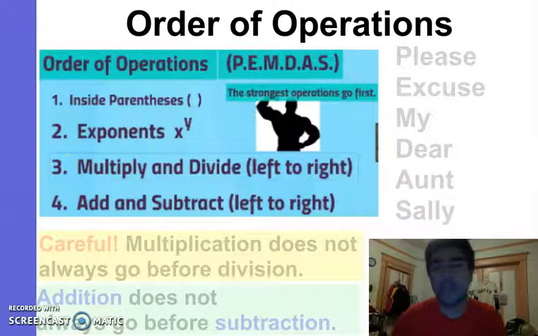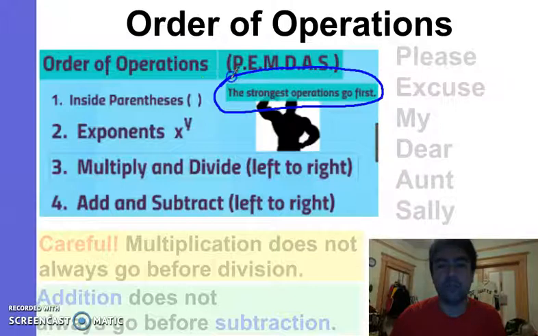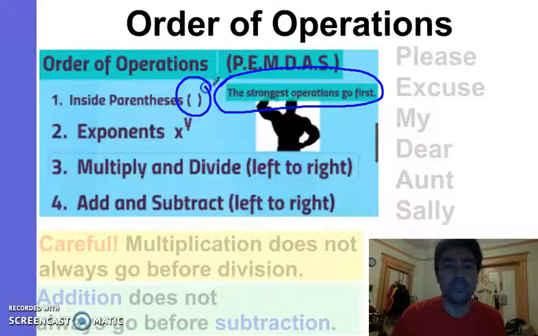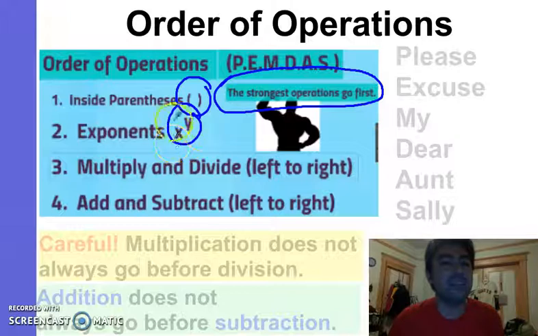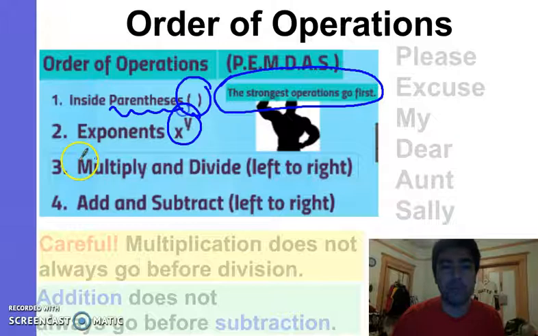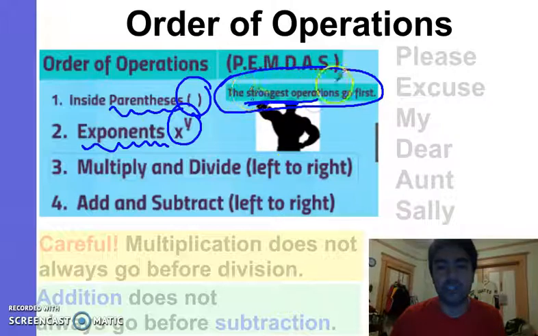And the key thing to remember is when we use order of operations, the strongest operations go first. Anything in parentheses is the strongest. And then anything with exponents, like 2 to the 4th power or 3 to the 6th power, goes second. So parentheses is the most powerful, and exponents is the second most powerful. We go for the strongest operations first.